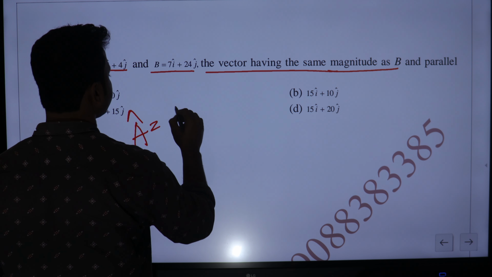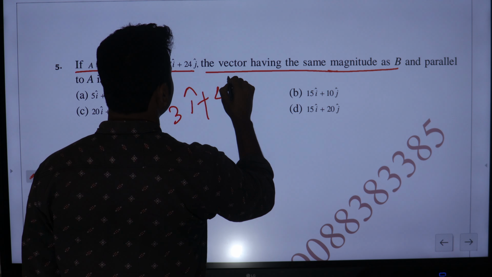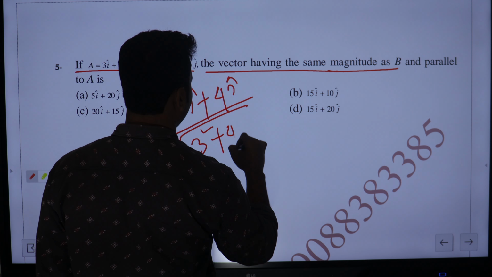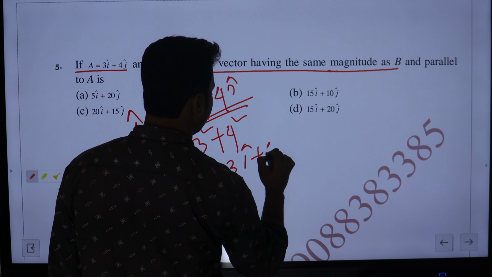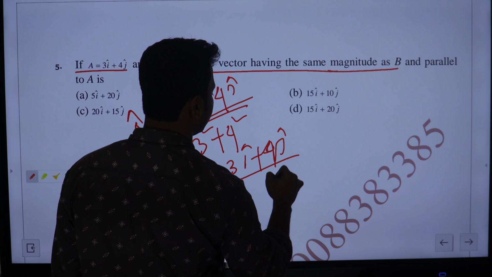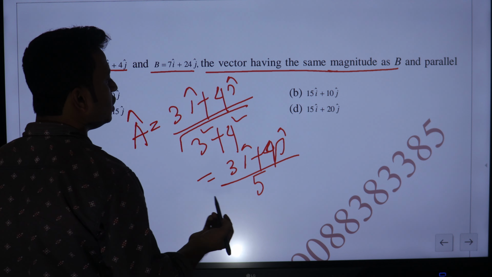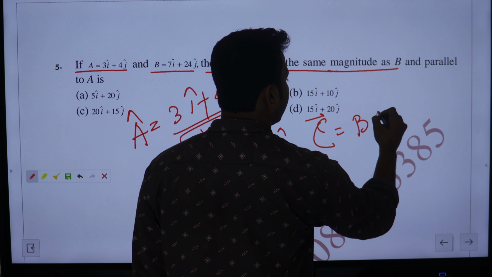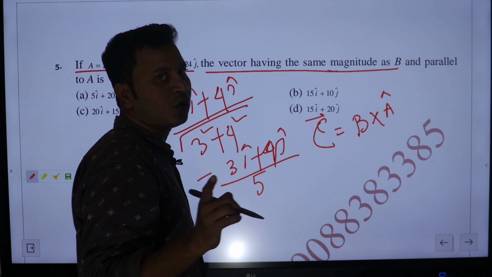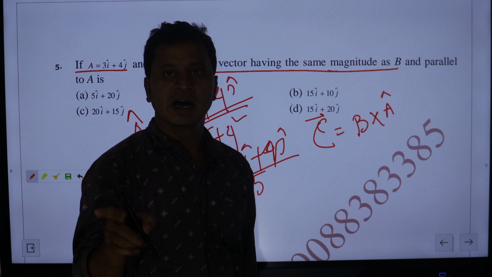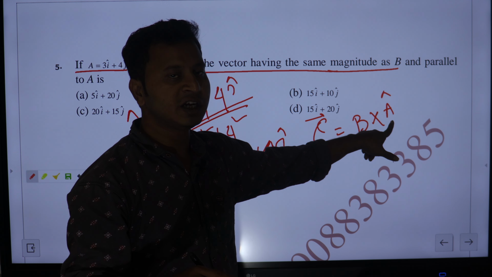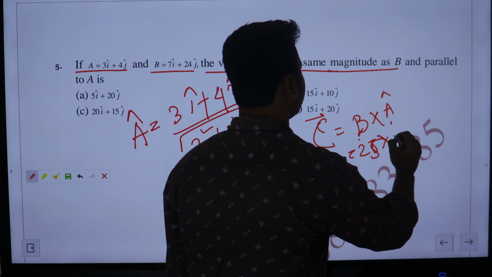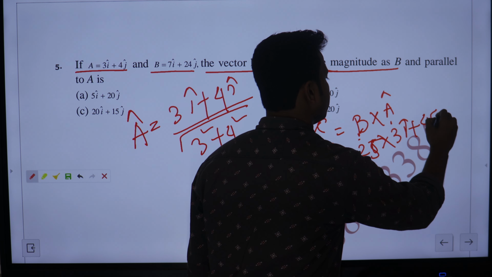Parallel to A vector means we have to find the direction of A. Direction of A means the vector divided by its magnitude. So it will be root under 3 square plus 4 square, so 3 i cap plus 4 j cap by 5. Now the new vector is C, and according to the question, it has the magnitude of B and this direction. This is the magnitude and this is the direction. The magnitude of B is 25, and the unit vector is 3 i cap plus 4 j cap by 5.